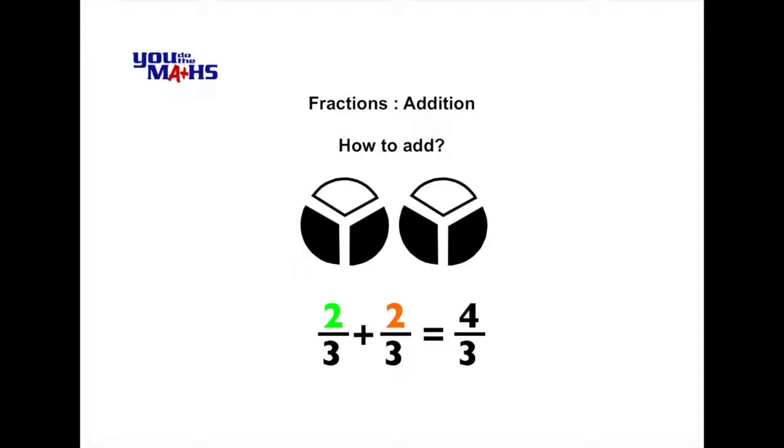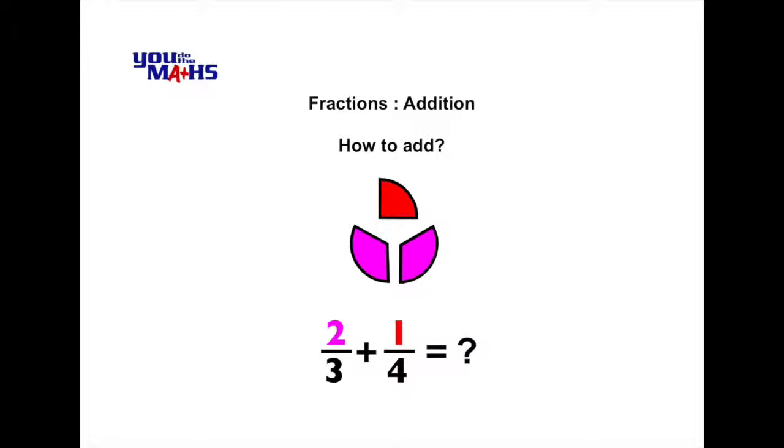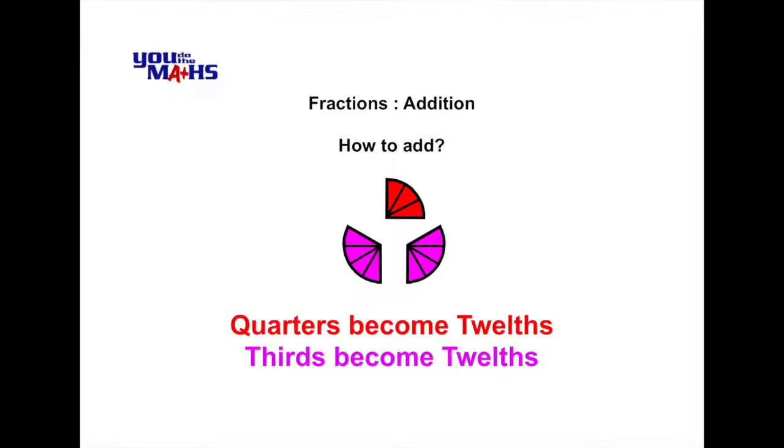What about if we've got a different set of denominators? So we've again got 2/3, but this time we've got 1/4 shown in red. How do we add these fractions together? What we need to do is identify a common fraction, or in this case a common denominator. So we're going to change the quarters to twelfths. We can see we've cut up the quarter of a circle there in red into 3 parts.